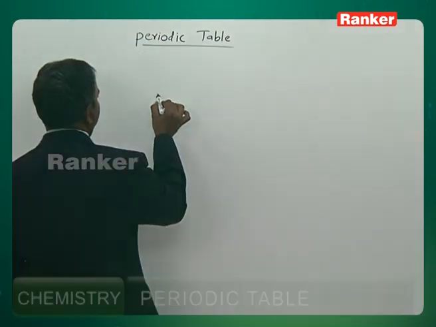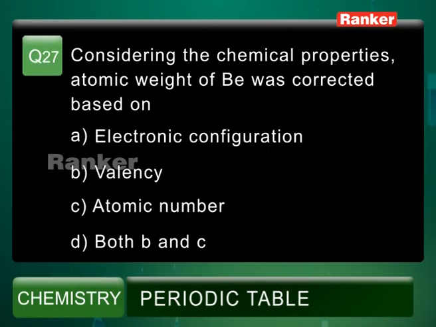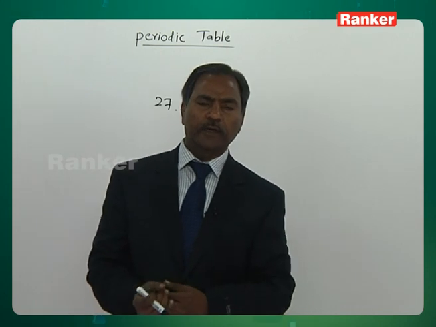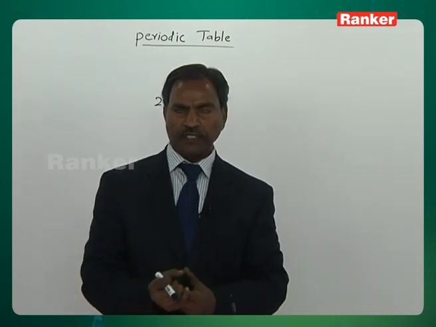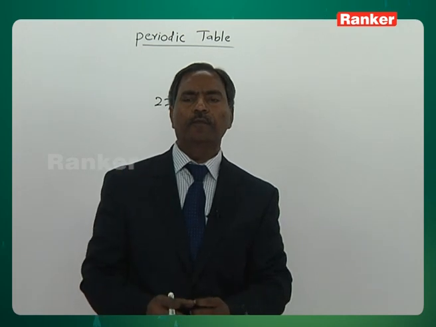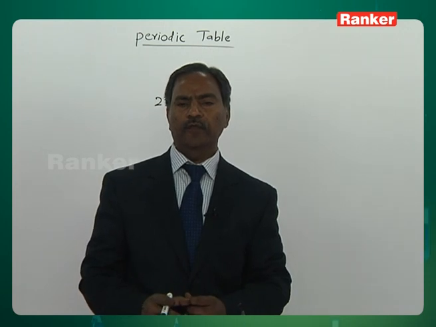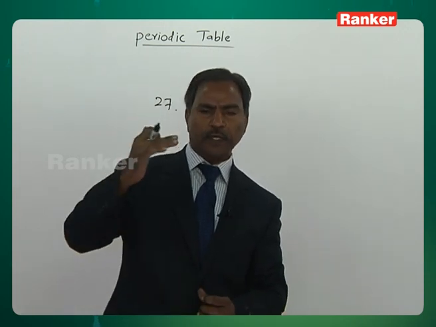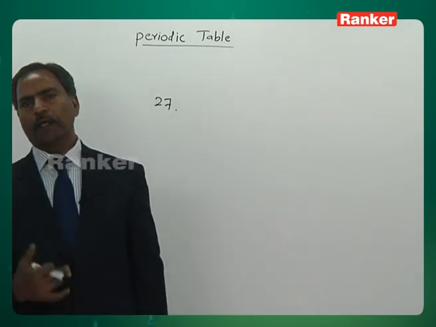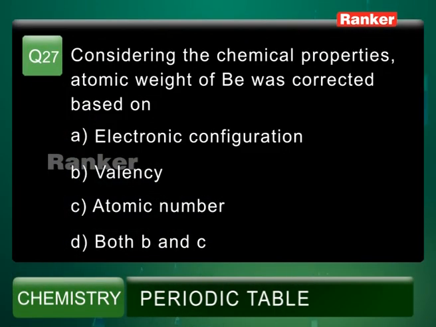Look here, question number 27. Considering the chemical properties, the atomic weight of beryllium was corrected based on: A electronic configuration, B valency, C atomic number, D 2 and 3 are given. Both B and C is given. The atomic number of a particular element can be corrected only based on valency. Therefore, based on beryllium's valency, according to its chemical properties, the atomic weight was corrected only based on valency of beryllium. Therefore, question number 27, answer is B.